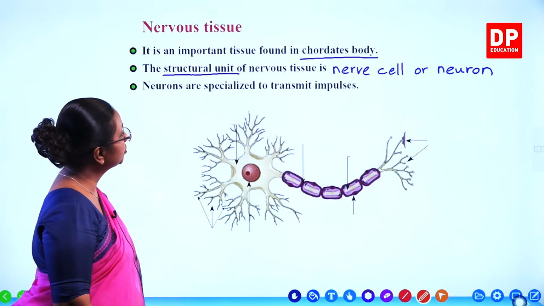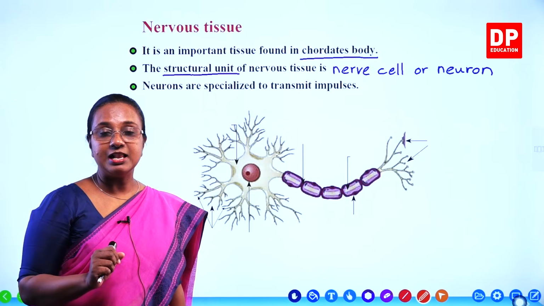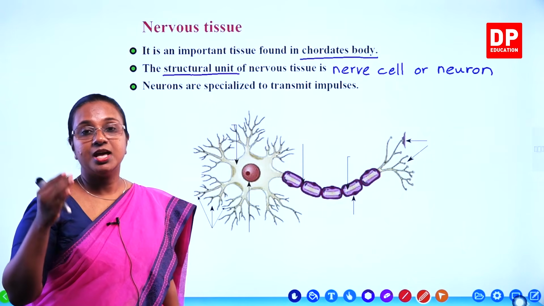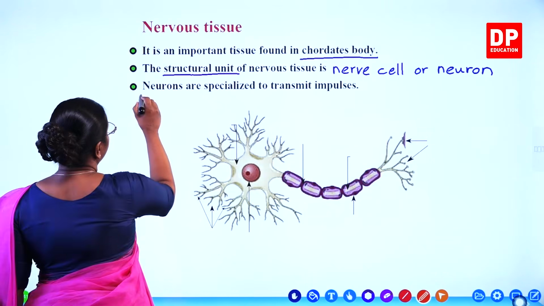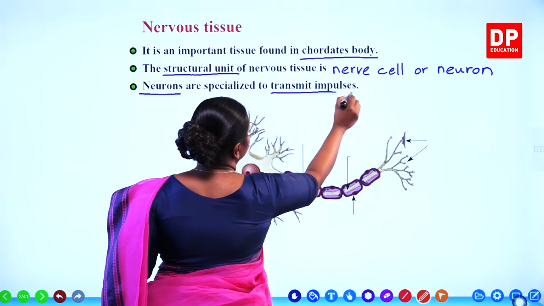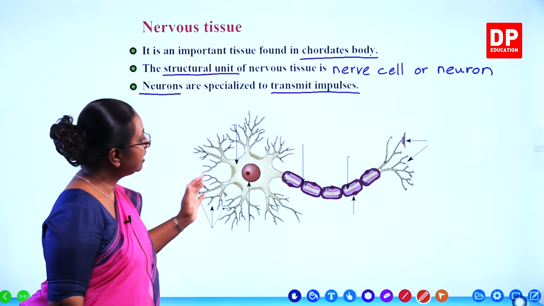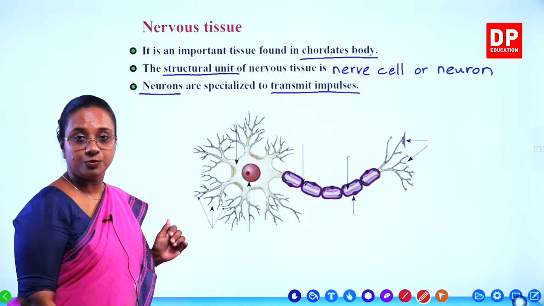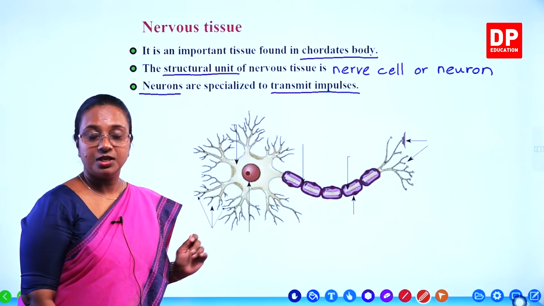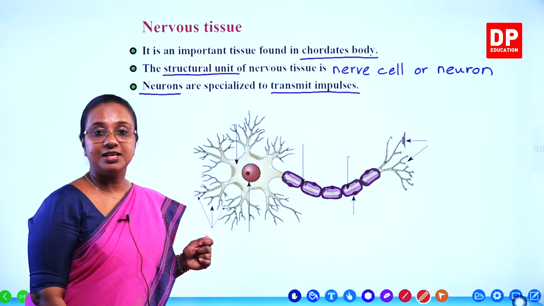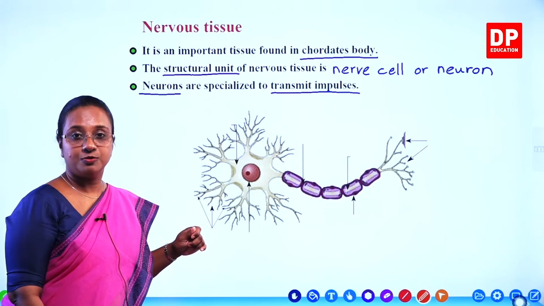Neurons are specialized to transmit impulses. So the function of the nervous tissue itself is to involve in coordination by transmitting nerve impulses. So the neurons are specialized to transmit impulses. That is their function. Given here is a diagram of a neuron. And as I told you all, this is called a motor neuron. We will look at the classification a little later. And now I will explain the different parts of this neuron.